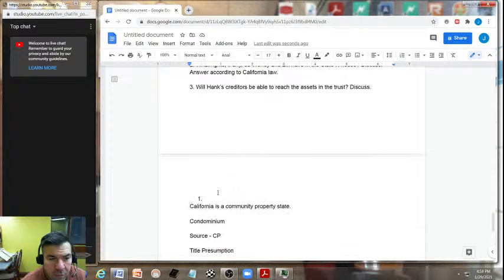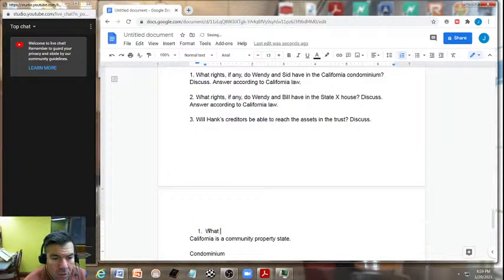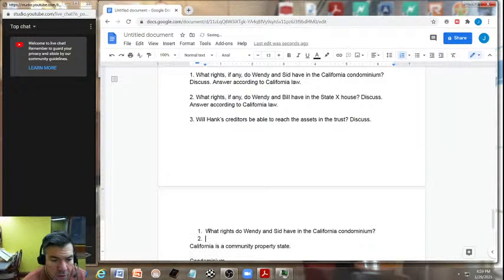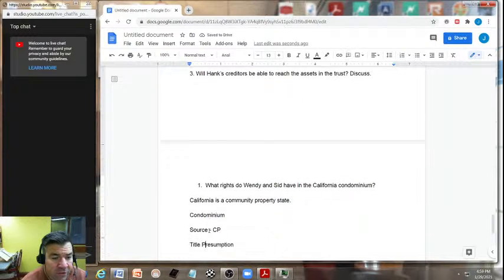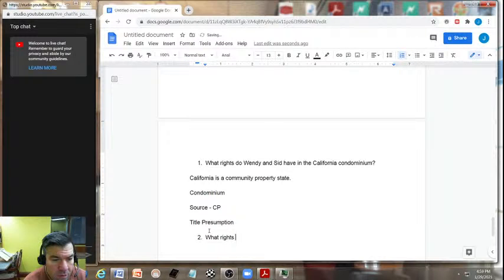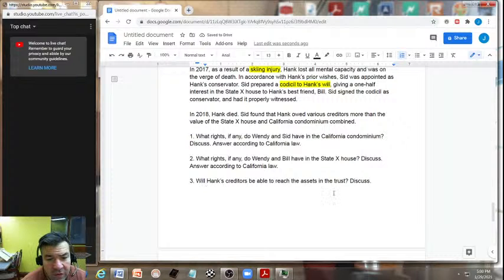Right here. Okay, number 1. What rights do Wendy and Sid have in the California condominium? Question mark. Okay, and then come down to number 2. What rights do Wendy and Bill have in the state X house? Okay, and then number 3. Will Hank's creditors be able to reach the assets in the trust?